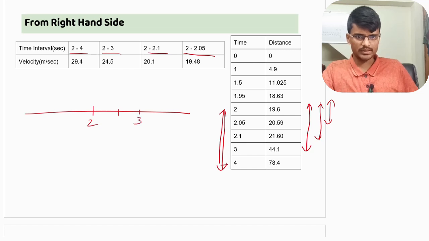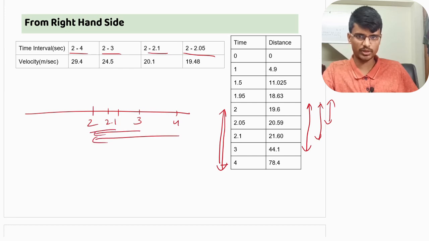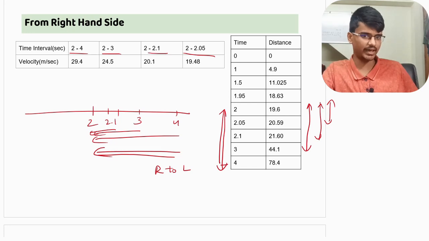Let me take this as 3, this is 4. So this is somewhere 2.1. This is 2.1. So first we took this interval 2 to 4, then 3 to 2, 2.1 to 2. Okay, so we are going from right to left. So this is our right hand limit.